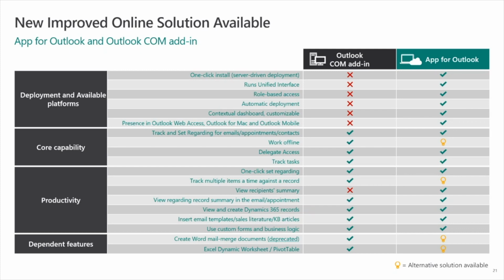for Outlook, although you can achieve something similar with folder tracking, and also to some extent with category tracking, because you can then synchronize multiple items to Dynamics 365 just by assigning a category. The Outlook command didn't allow contextual information, so you couldn't see the recipient's summary, whereas you can in the app for Outlook.